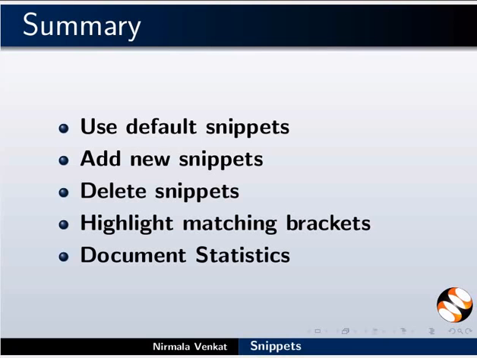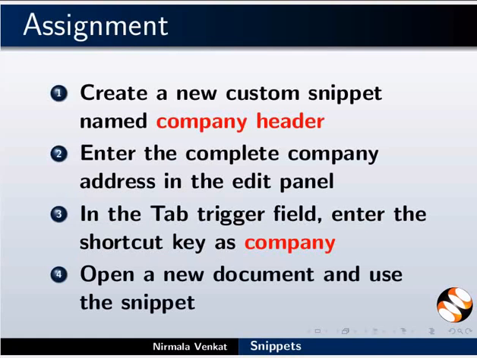Let us summarize. In this tutorial, we learned how to use default snippets, add new snippets, delete snippets, highlight matching brackets, and document statistics. Here is an assignment for you. Create a new custom snippet named Company Header. Enter the complete company address in the Edit panel. In the Tab Trigger field, enter the shortcut key as Company. Open a new document and use the snippet.